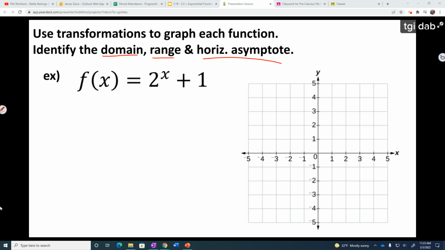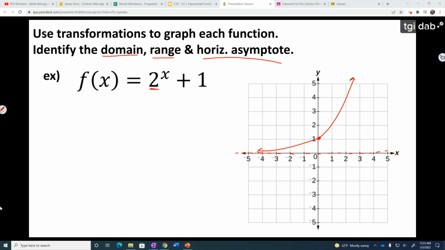So let's start with the parent function. All of the parent functions cross through 1 right there. So that's where you're always going to put your first mark, because it crosses through 1. And then this is 2, so it's bigger than 1, which means it's going to be exponential growth. So we're going to go up, it's going to be infinity. And then also, always put the horizontal asymptote as well. That might move, but we want to put it there to start.